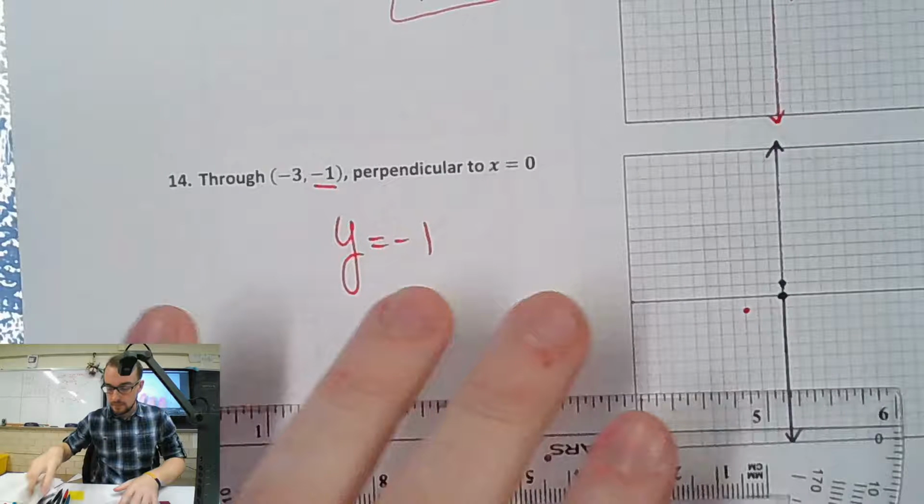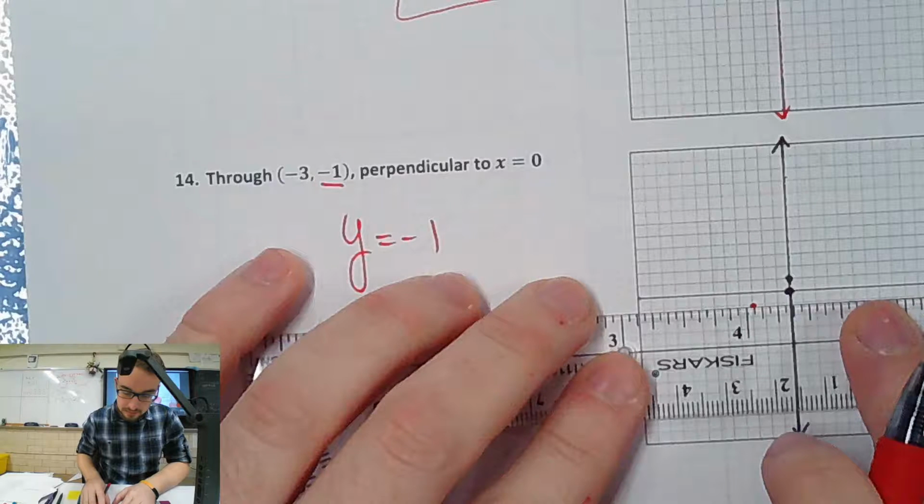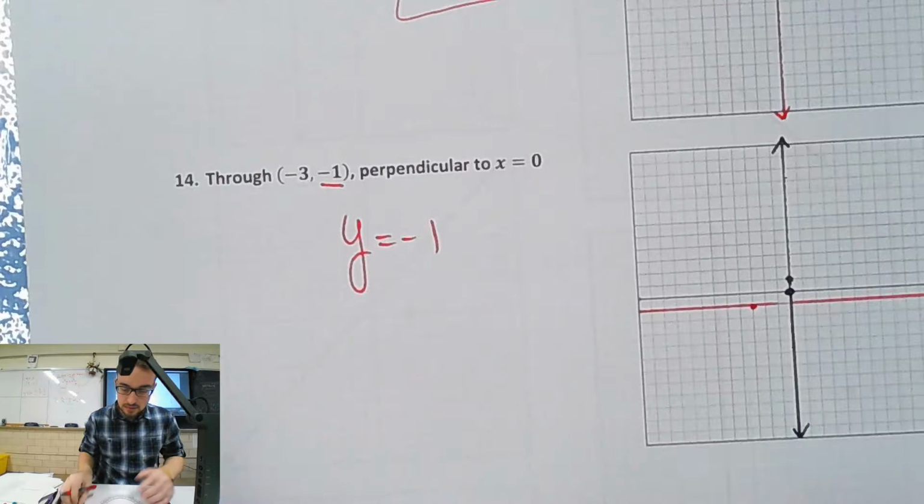I keep grabbing purple for perpendicular. That's a good color scheme right there. It's just how my brain works.